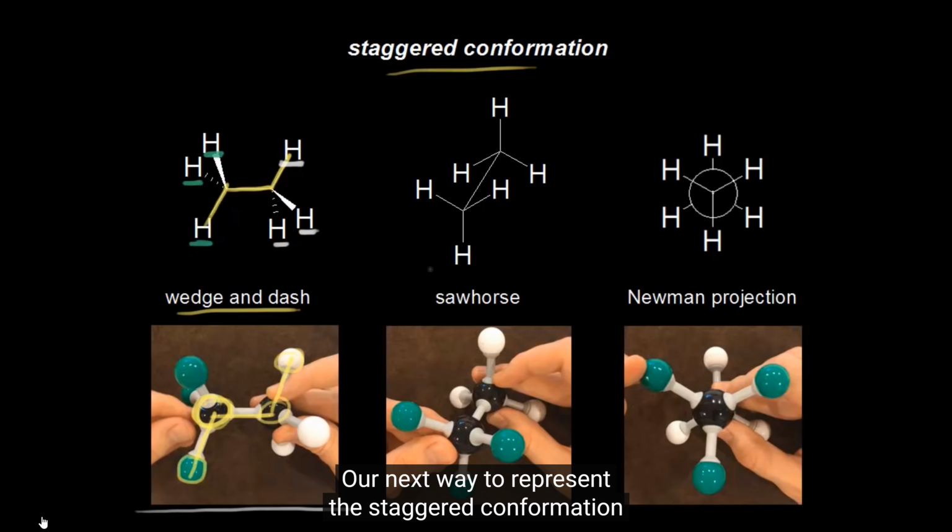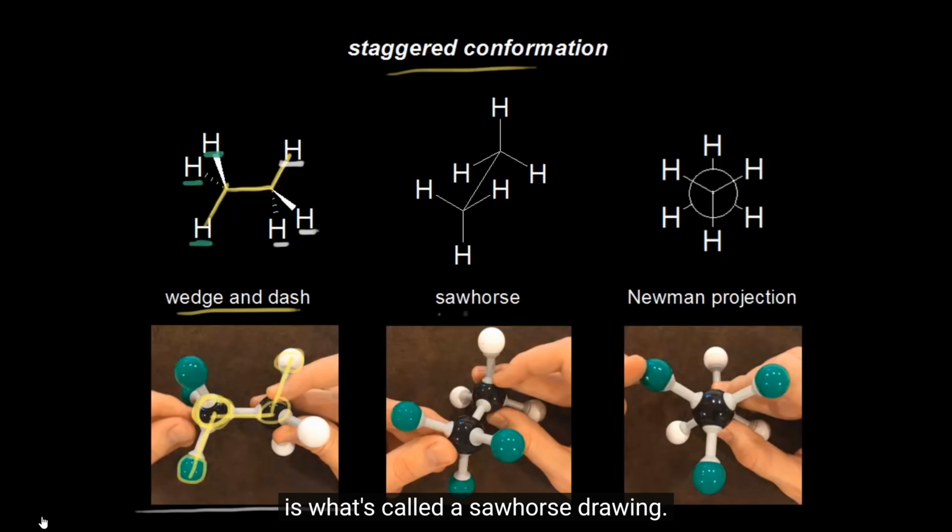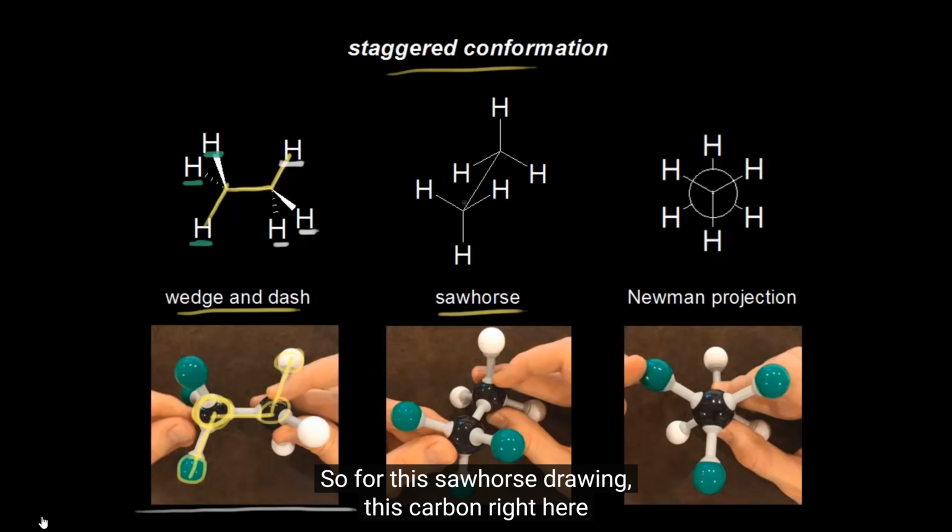Our next way to represent the staggered conformation is what's called a sawhorse drawing. So for this sawhorse drawing, this carbon right here is this carbon, and it has 3 hydrogens in green attached to it.